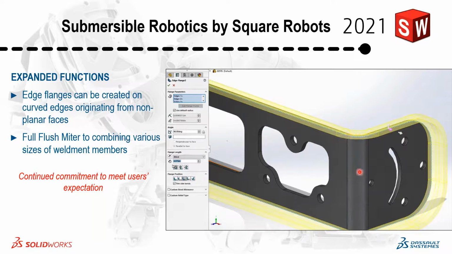Originating from, again, non-planar surfaces, such as I showed you this band. The preview actually shows how the edge flange will be created all the way around the part, and of course this flange can be flattened and ready to be detailed, and exported to the Excel file for fabrication.